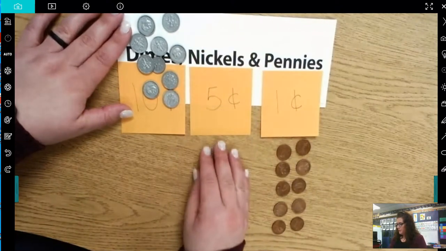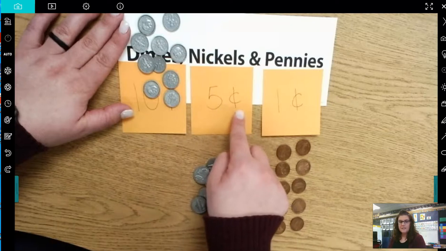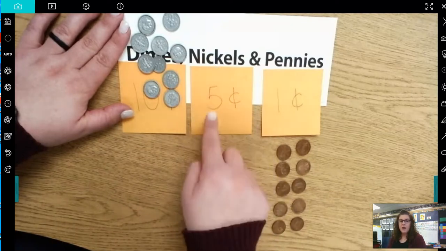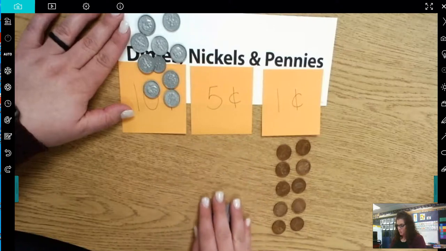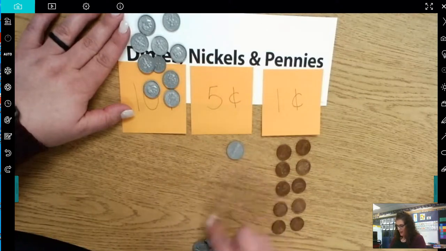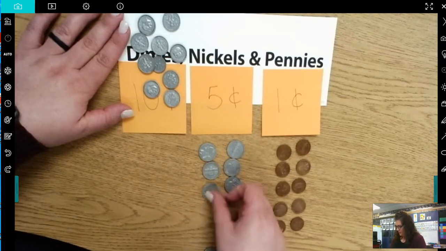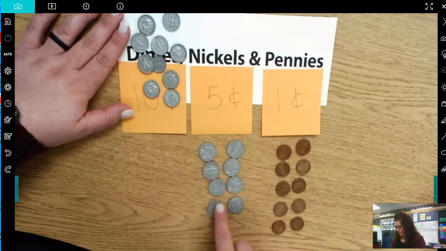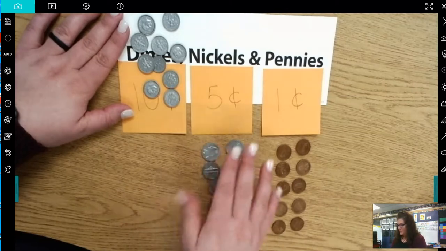Now let's talk about our nickels. As a reminder, nickels are 5 cents. Say that with me. Nickels are 5 cents. So let's count out how many nickels we have. Are you ready? 5, 10, 15, 20, 25, 30, 35, 40, 45, 50. We have 50 cents in nickels.